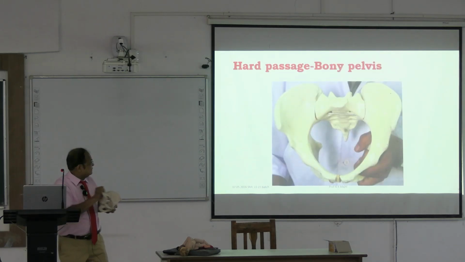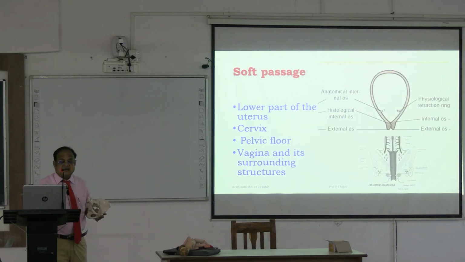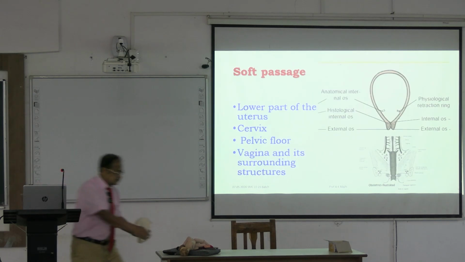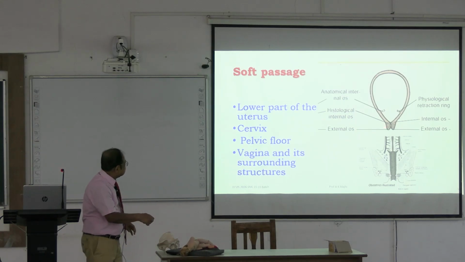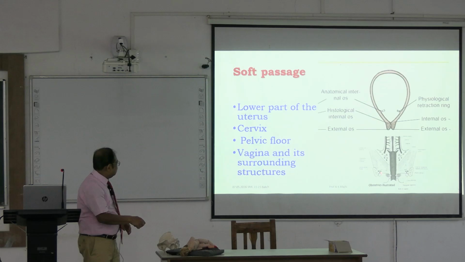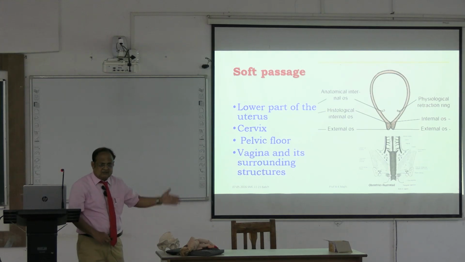So the hard passage is the bony pelvis, you can see the hard passage bony pelvis, and the soft passage is the lower part of the uterus, the lower uterine segment, and the cervix, and the pelvic floor, vagina and its surrounding structures. This is the non-pregnant woman's cross section.